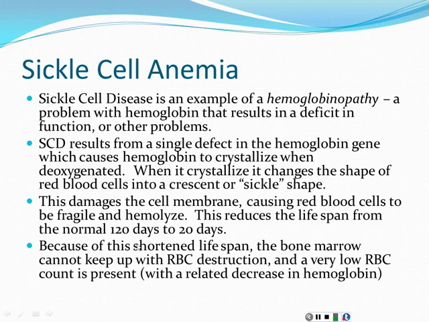But the anemia part is caused by their fragility. Sickle cell red blood cells are fragile. So instead of living 120 days, they live 20 days, so 1/6 the lifespan. What that means is their bone marrow has to produce 6 times as many red blood cells as a normal person's bone marrow would have to produce. So it's a challenge. And because of that, the bone marrow can never quite keep up with the increased destruction, and they end up with a very low red blood cell count, and low hemoglobin concentrations as well.